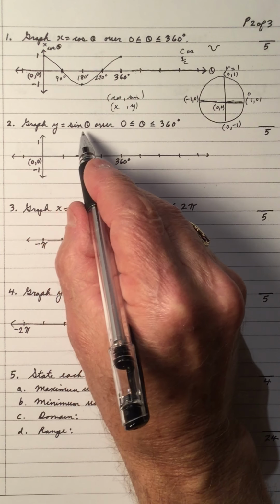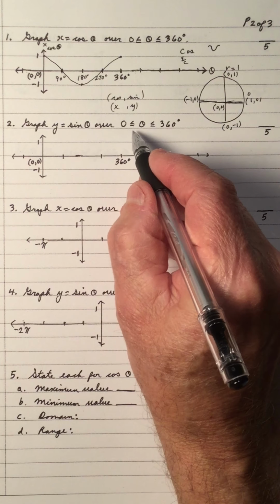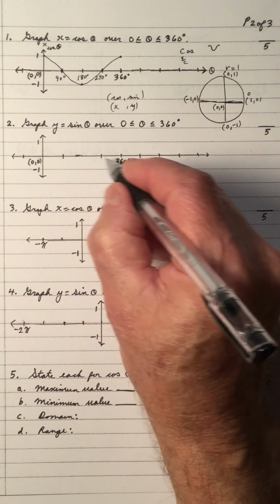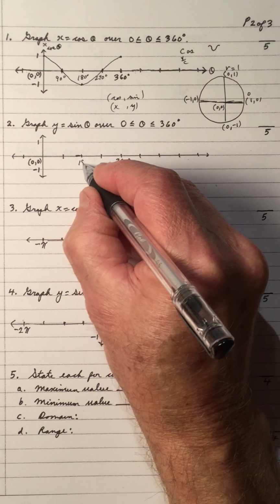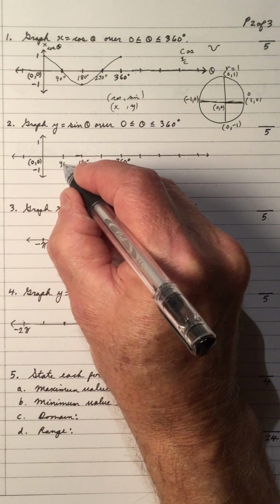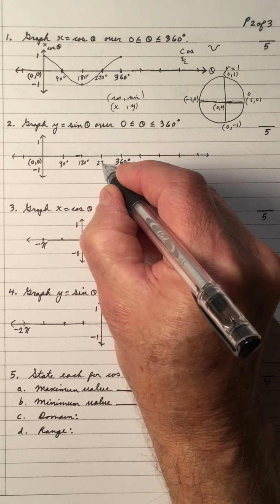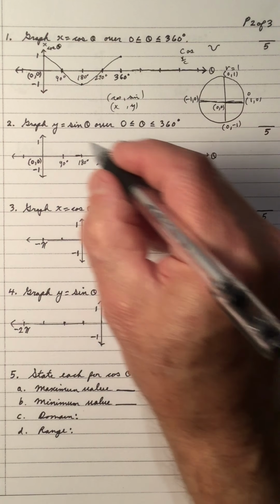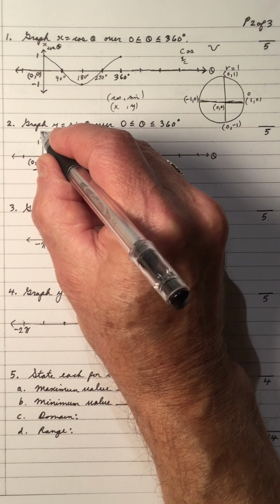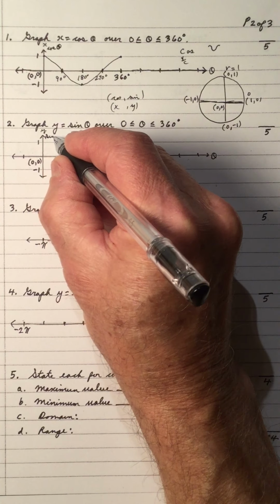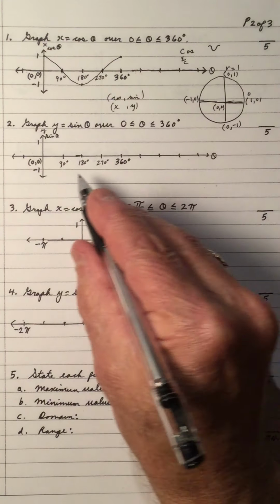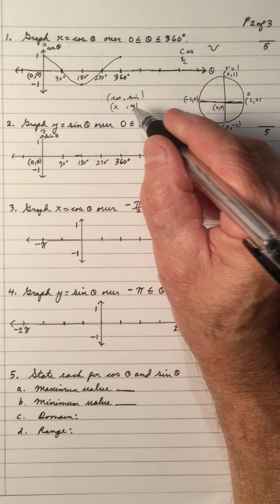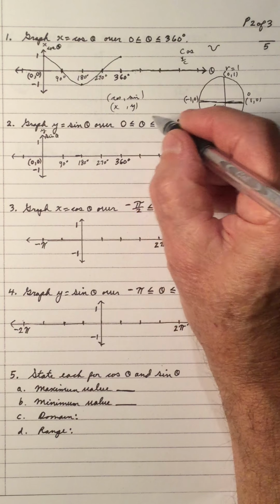Graph y equals sine theta over the interval of 0 less than or equal to theta less than or equal to 360. Again, this is 360, so this is 180 in the middle, 90 to the left, and 270, so they're intervals of 90 degrees each. This is theta, and this is y, or you could say it's the sine of theta. Up here, cos is x and sine is the y. That's true because we're on the unit circle.